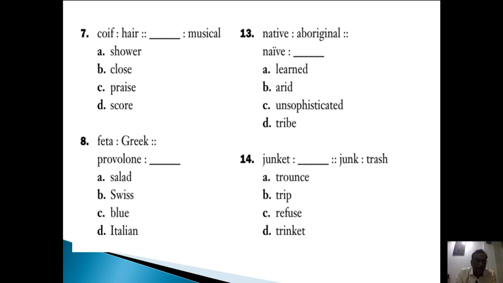Question number 7. Coif equal to hair, then what equal to musical? To coif means to arrange hair, and to score means to arrange musical. Getting it? So the answer is option number D, score. Coif equal to hair, score equal to musical. If you are not getting the description, I would remind it again. To coif means to arrange hair, and to score means to arrange musical.